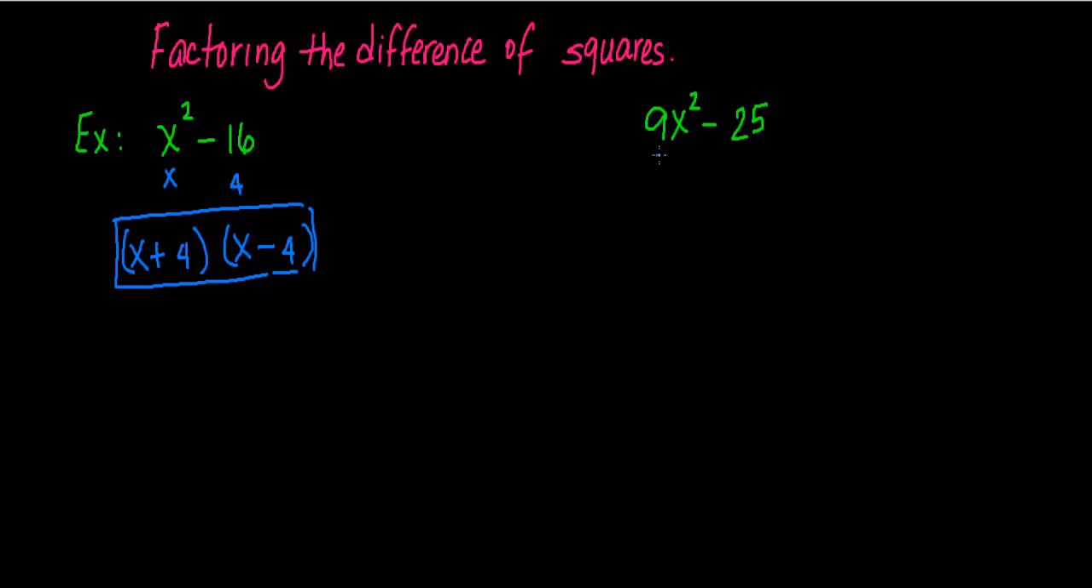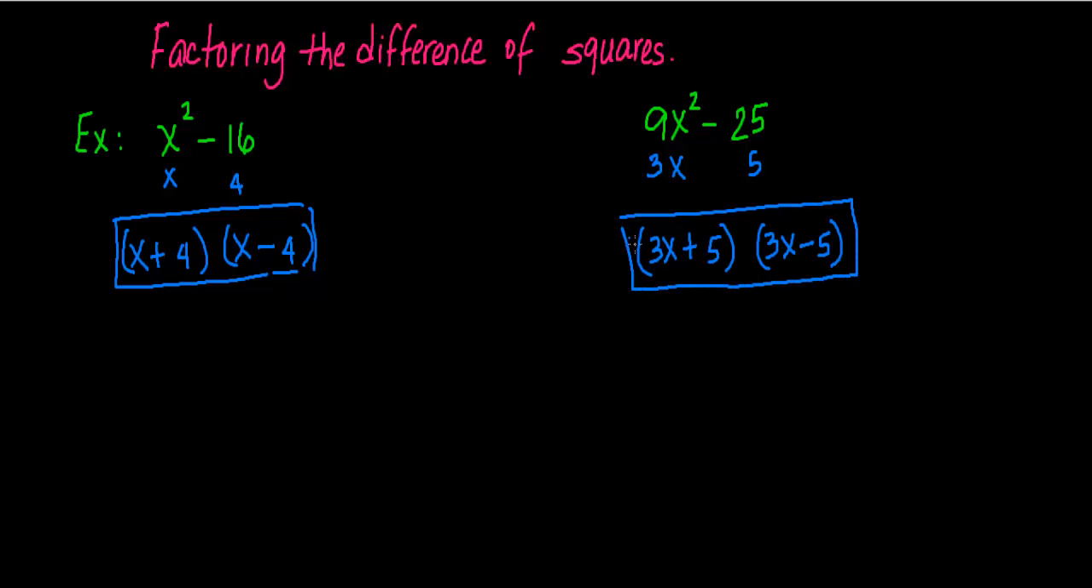So can I take the square root of 9? Yes, it's a 3. Can I take the square root of x squared? Yes, it's x. Can I take the square root of 25? Yes, it's 5. So now I can set up the factorization. This 3x is the first term inside your parentheses. The 5 is your second term, 5 and 5. And in between these two terms, one goes with a plus and the other has a minus. And there is your answer. Remember, you can check to see if you get the original expression.